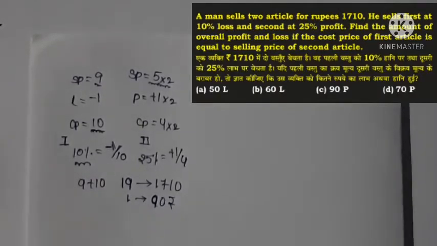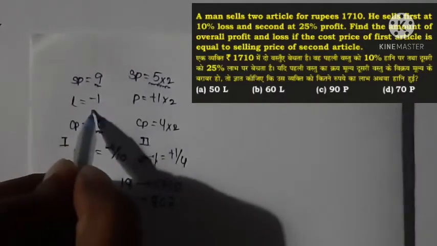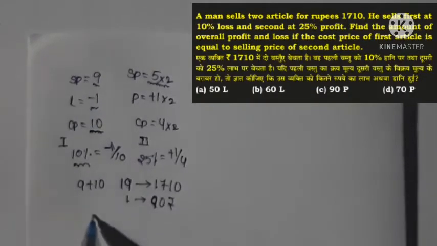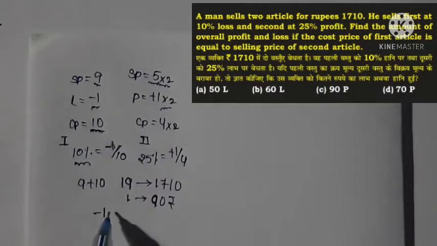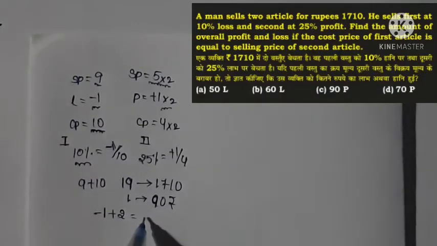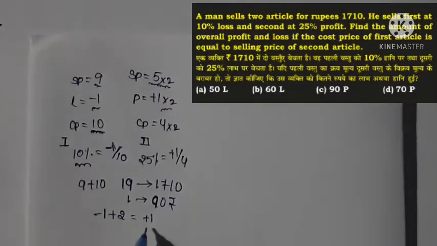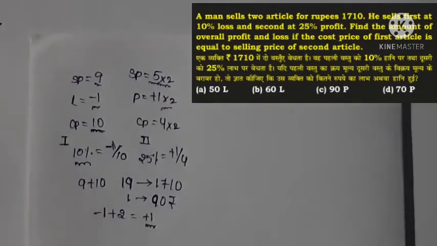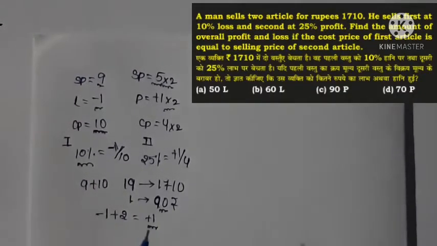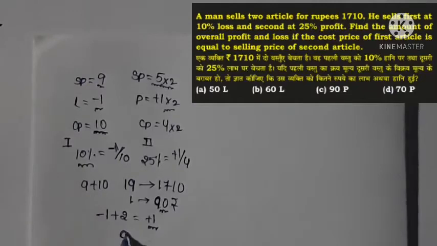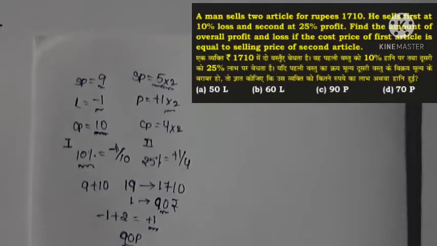Find the amount of overall profit and loss. Here the loss is minus 1 and the profit is plus 2. So that value is equal to plus 1. So the overall profit is 1 unit. So 1 unit represents 90. So the overall profit is 90 rupees.